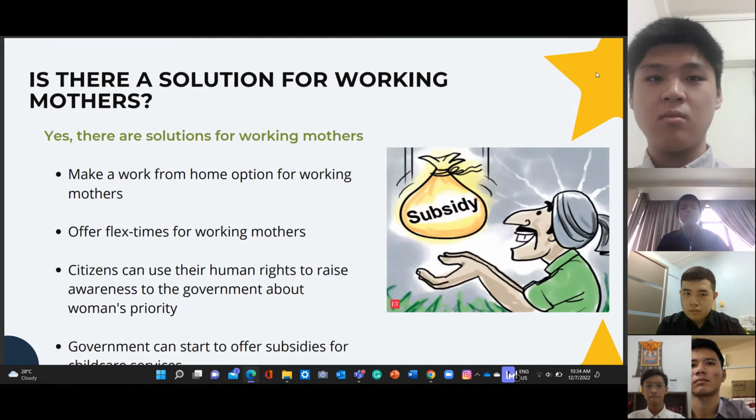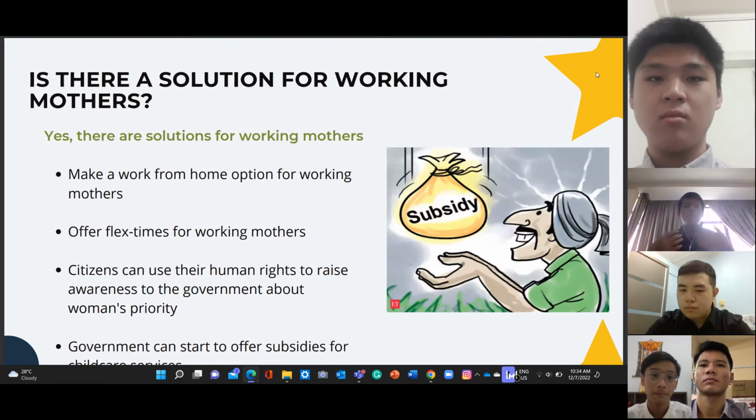Besides, the government can start to offer subsidies to businesses for childcare services, so that in the future, in that country, there will be more and more businesses offering childcare services. Therefore, more children can be taken care of in society.